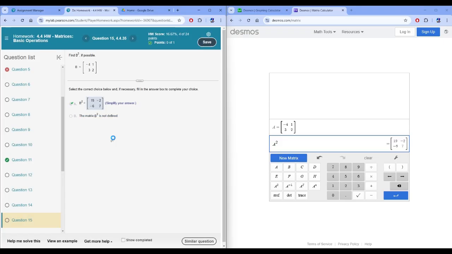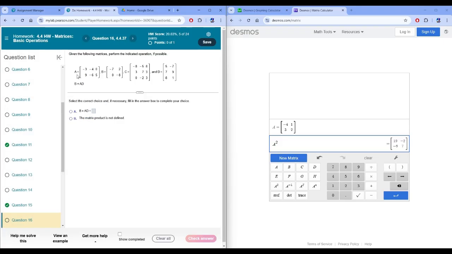Come on, guys, this is super easy. Use the calculator. All right, so here, and then they want us to find B plus AD. Plug it all in, B, A, D, and then just use the calculator. Like, it's right there, the matrix.